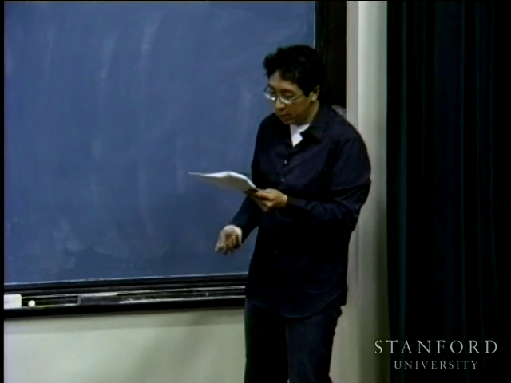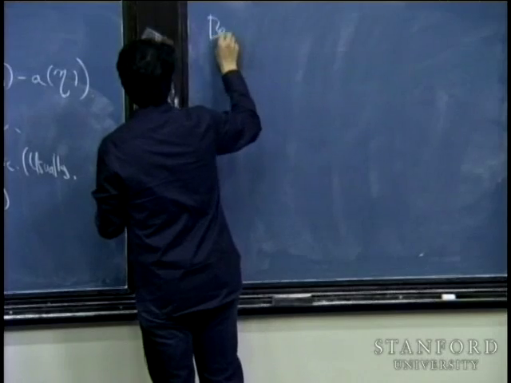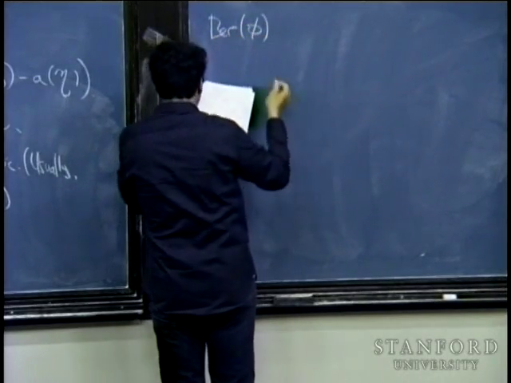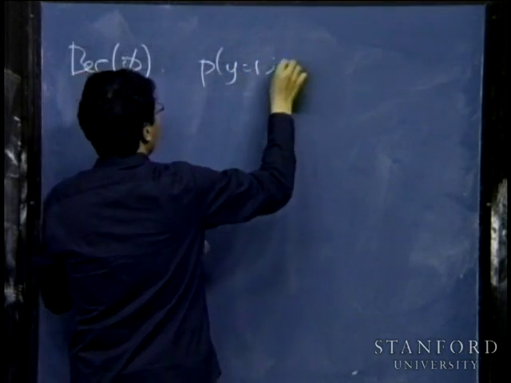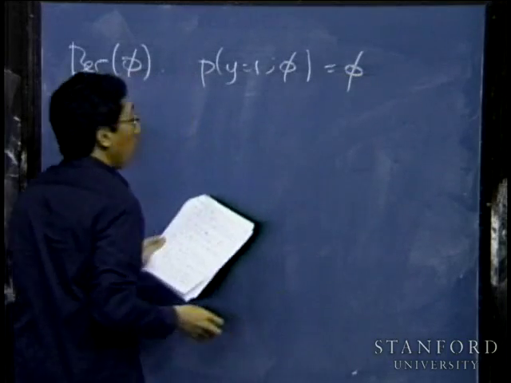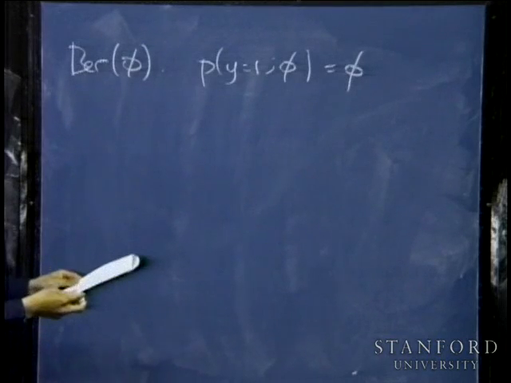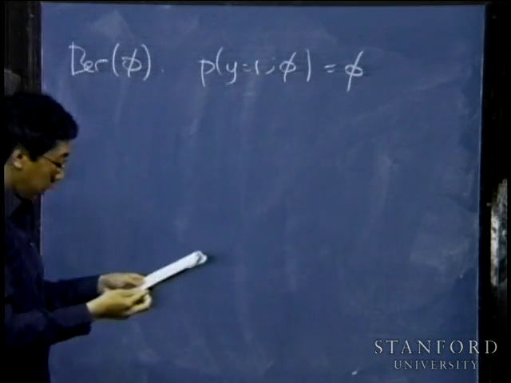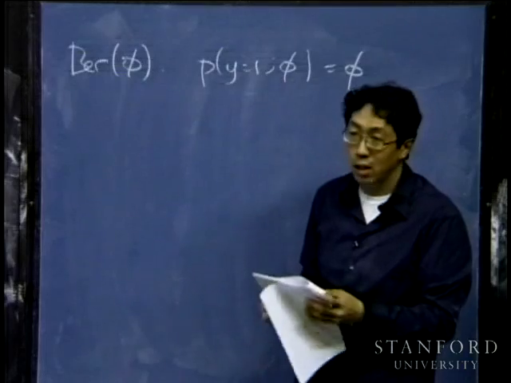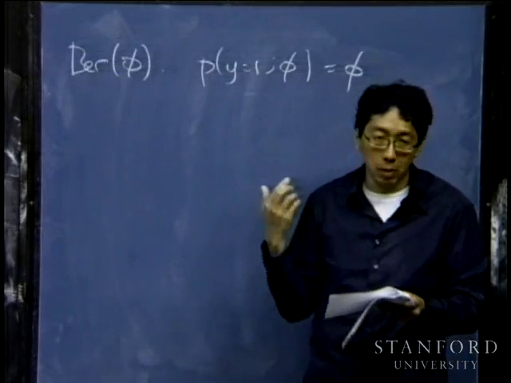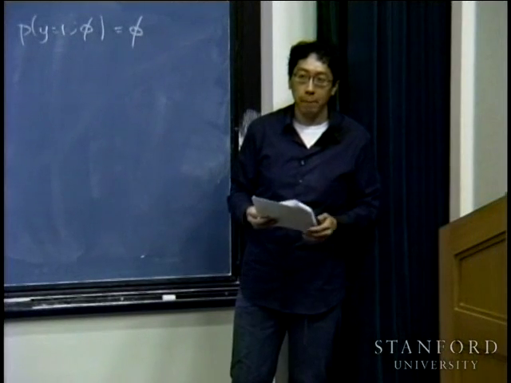So now let's show that the Bernoulli and the Gaussian are examples of exponential family distributions. We'll start with the Bernoulli. The Bernoulli distribution with parameter phi: the probability that y equals 1, parameterized by phi, is just equal to phi. So the parameter phi specifies the probability that y equals 1. My goal now is to choose T, A, and B so that my formula for the exponential family becomes identical to my formula for the distribution of a Bernoulli.